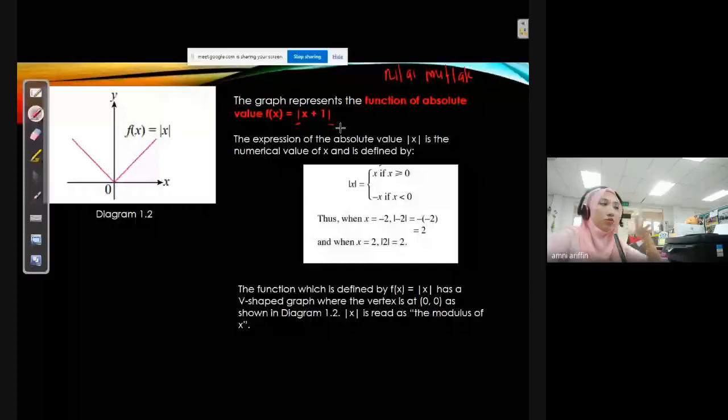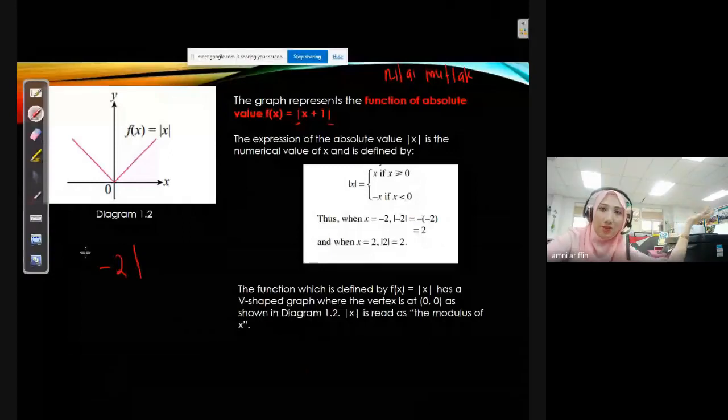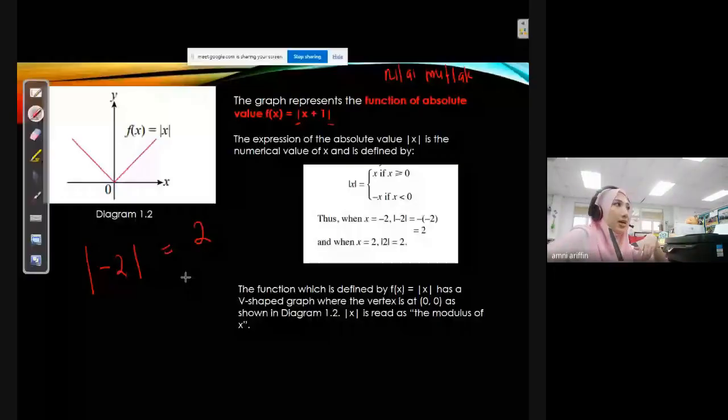Not infinity, infinity is infinity. Absolute value is for all numbers. For a negative number, say I give you negative 2 and then I put the absolute symbol, it will become 2. Any negative number, if we put the absolute sign, it will become a positive number. That is what we call absolute value.